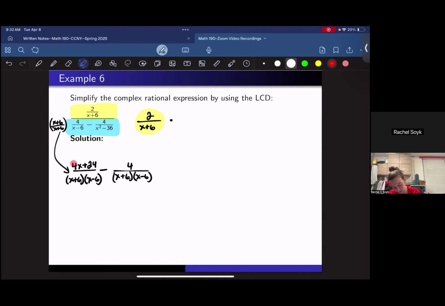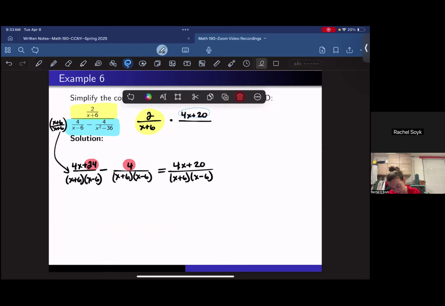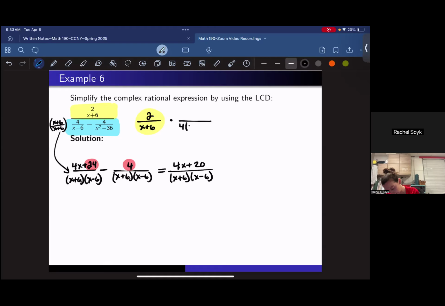Combine some like terms. 24 minus 4 is 20. So what do we end up getting? We get 4x plus 20. And actually, I'm going to write it here because in our keep, change, flip, this is going to jump to the denominator, all over x plus 6, x minus 6. And then 4x plus 20, we can actually factor out a 4. So we're looking at x plus 5. And then we have x plus 6, x minus 6.